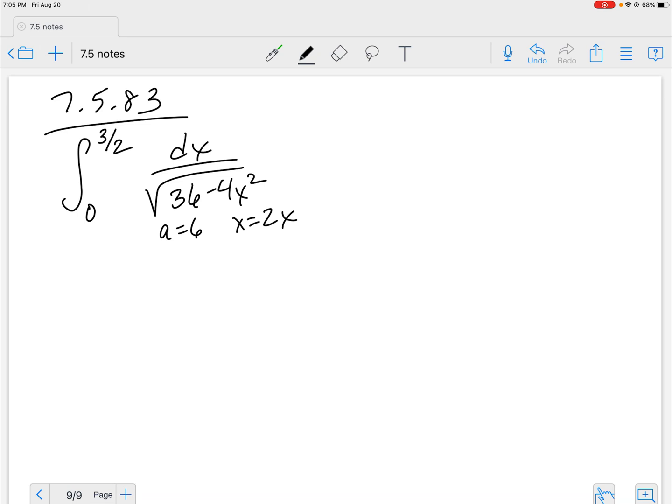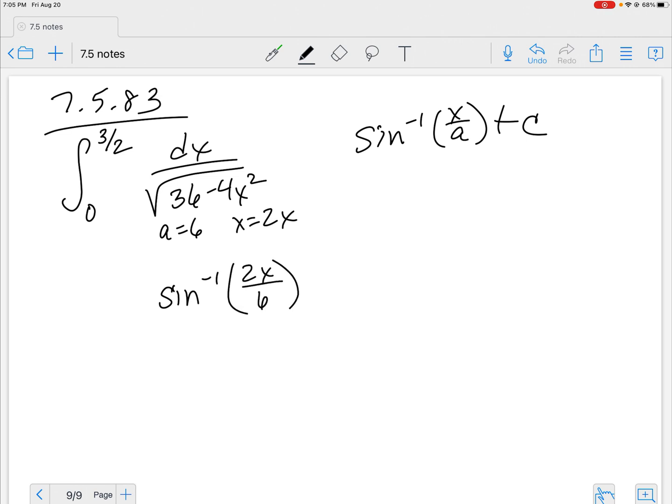And x is that 2x. Now, plug it in. Remember, inverse sine is just x over a plus c. I don't have the 1 over a in front because it's sine. However, inverse sine here of 2x over 6 plus c, because it's not secant, so I can just straight up put this 1/2 in front. You could also go through the process of u sub, but I wouldn't waste my time, right? Don't waste your time if you don't have to.